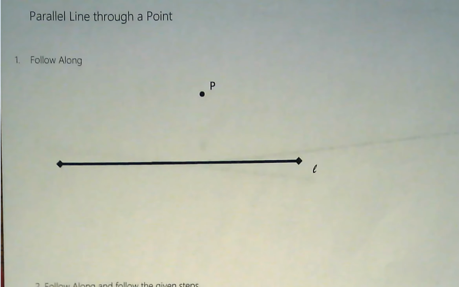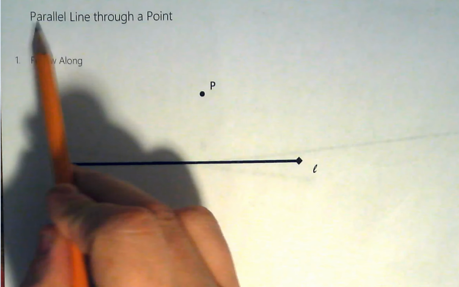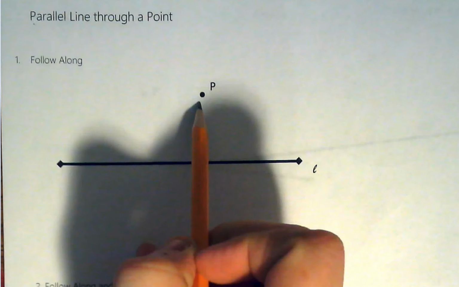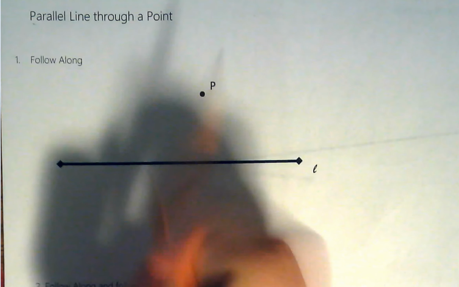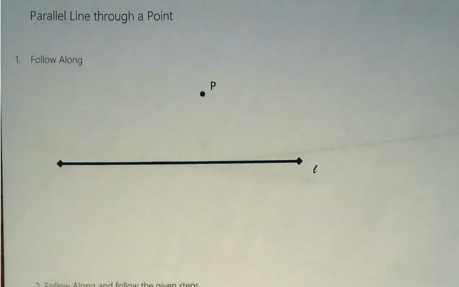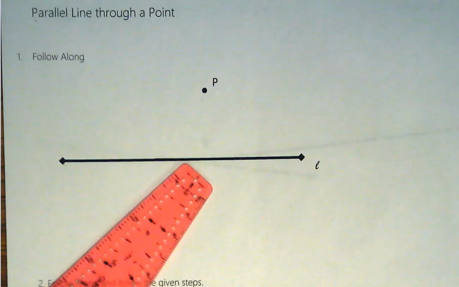Okay, in this video, what we're going to do is construct a parallel line through a given point. When we do this construction, really what we're going to be doing is constructing a congruent angle. And we know if I have a congruent angle, or two corresponding congruent angles, then the lines must be parallel by the converse of the corresponding angles postulate. So let's take a look at how we can do that.